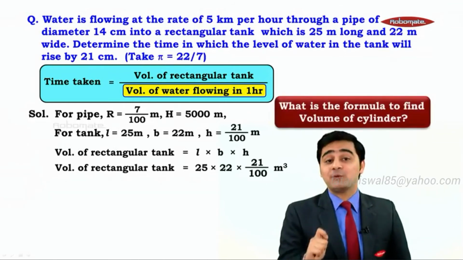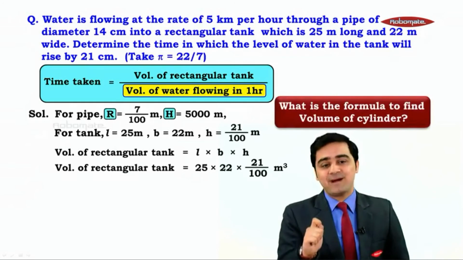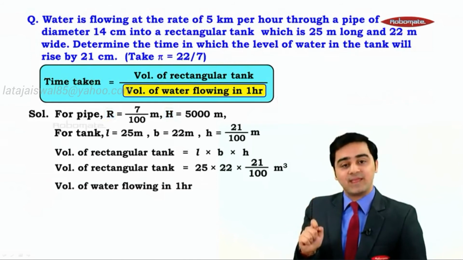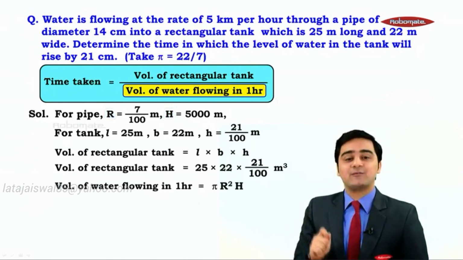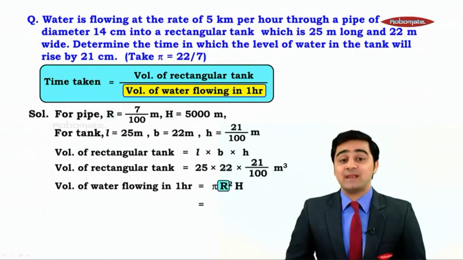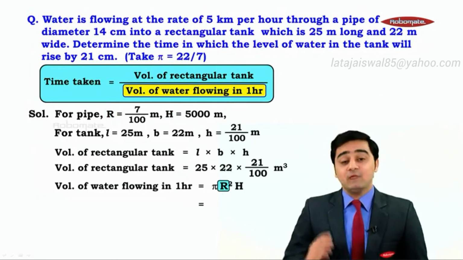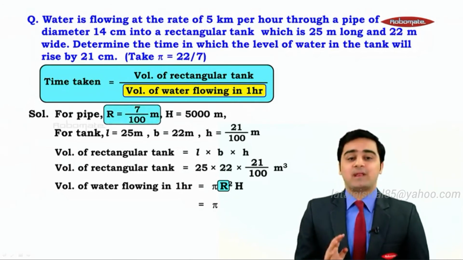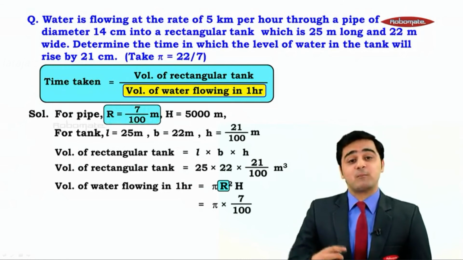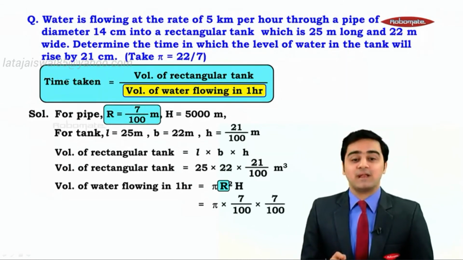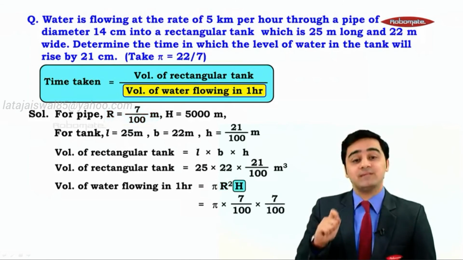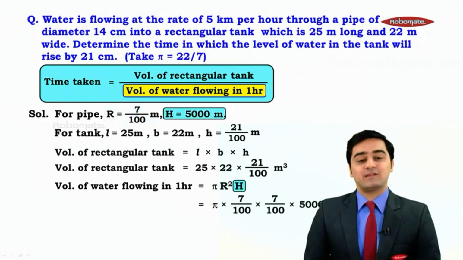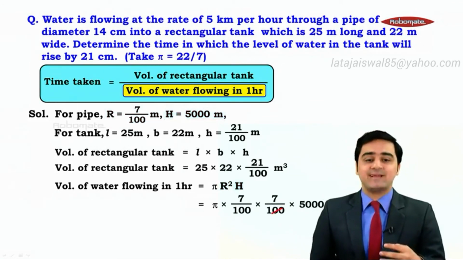Let's proceed further and now let us calculate volume of water flowing through the pipe in 1 hour. My dear students, what is the formula to find volume of a cylinder? Yes, it is pi r square h. So we can say therefore volume of water flowing through the pipe in 1 hour is equal to pi r square h. Let's proceed further and now let us substitute the values. We know that the radius of the pipe is 7 upon 100. In place of pi, we can write pi. Radius is 7 upon 100, so we'll write 7 upon 100 into 7 upon 100. Now the height of the water in the pipe is 5,000. So we'll write into 5,000.